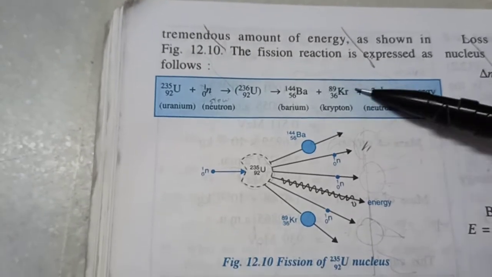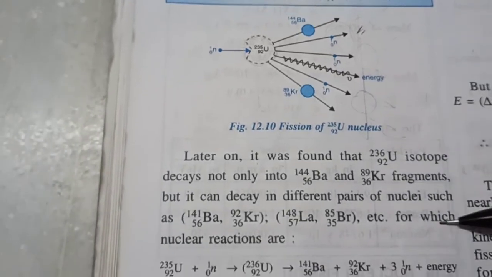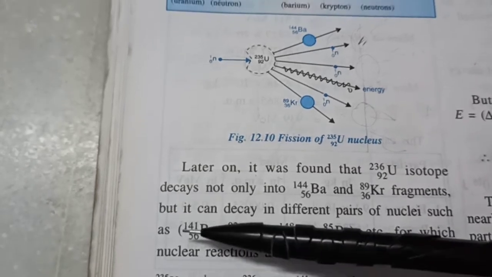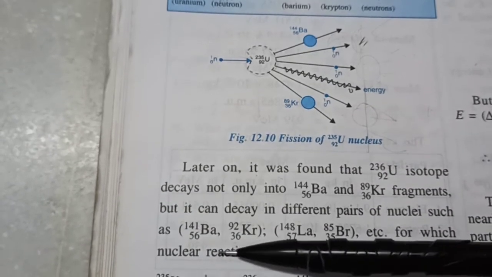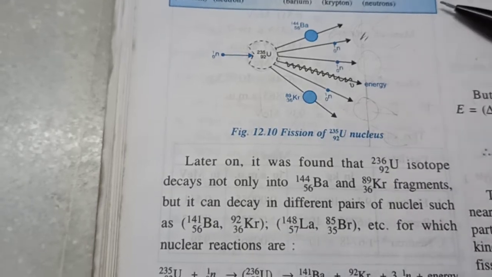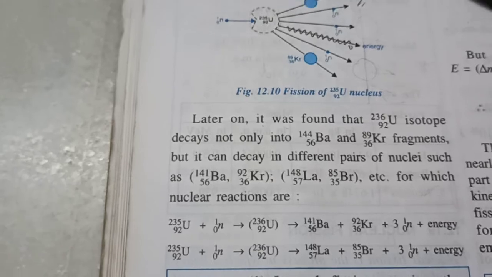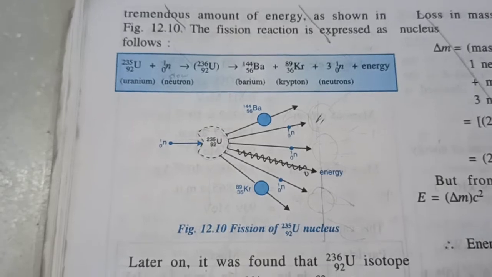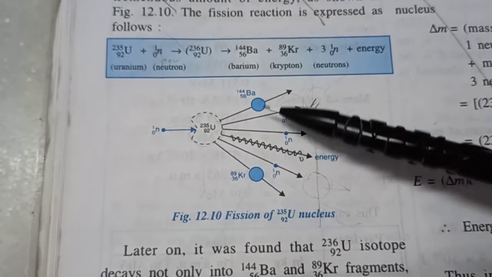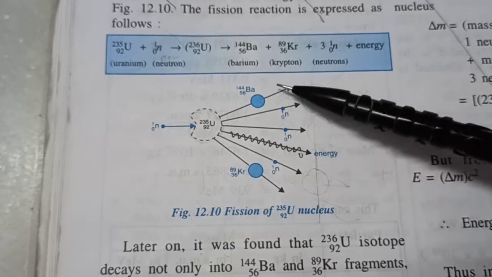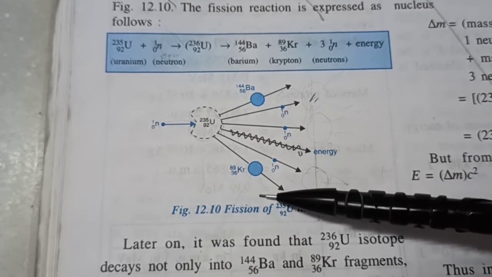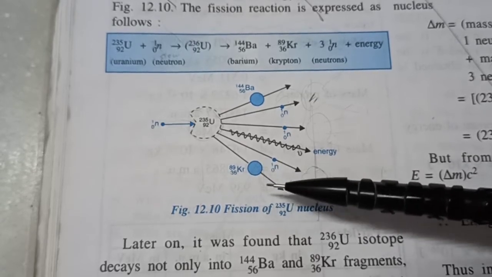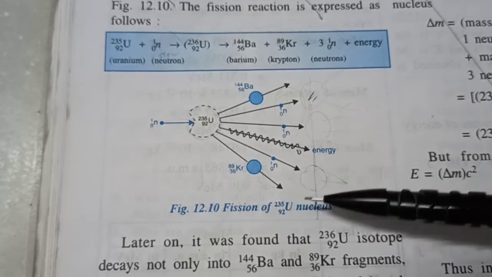There are some other products possible as well. Apart from barium and krypton, we can even have lanthanum and bromine, or barium and krypton with different mass numbers. You see, atomic numbers are fixed, but the mass numbers are not fixed. They are simply isotopes. So these are some other examples which you need to study. Now note that even these products formed, barium and krypton, are usually unstable. So even they will decay further. Maybe they will give out beta particles and gamma rays, and that will keep on happening till they become stable atoms.